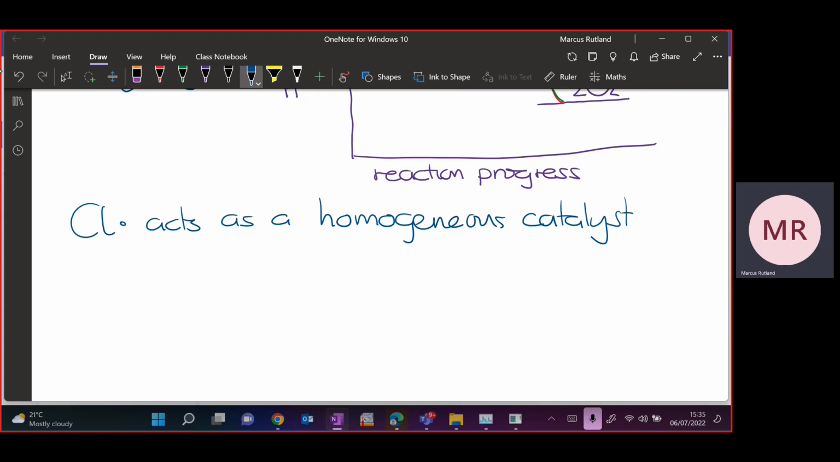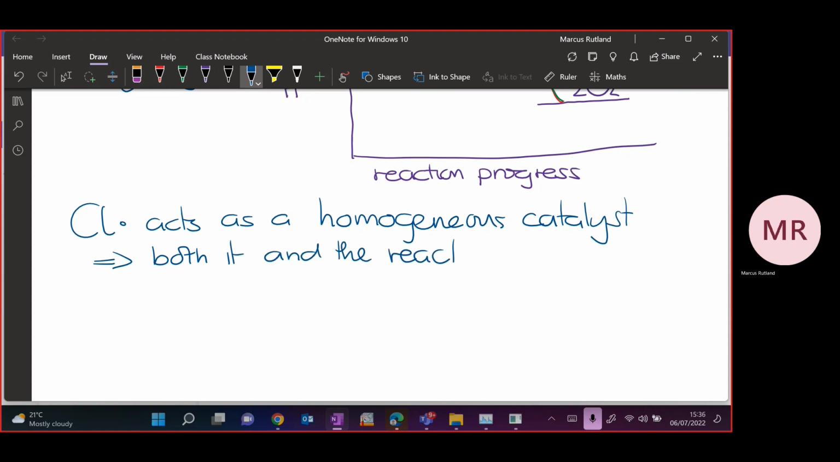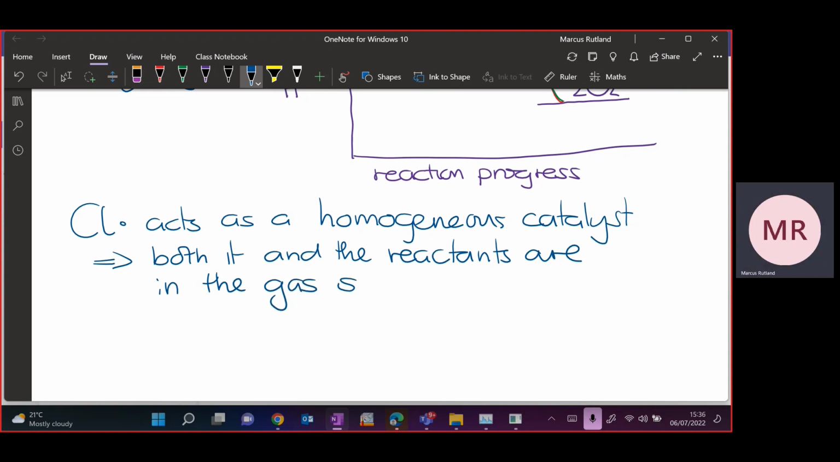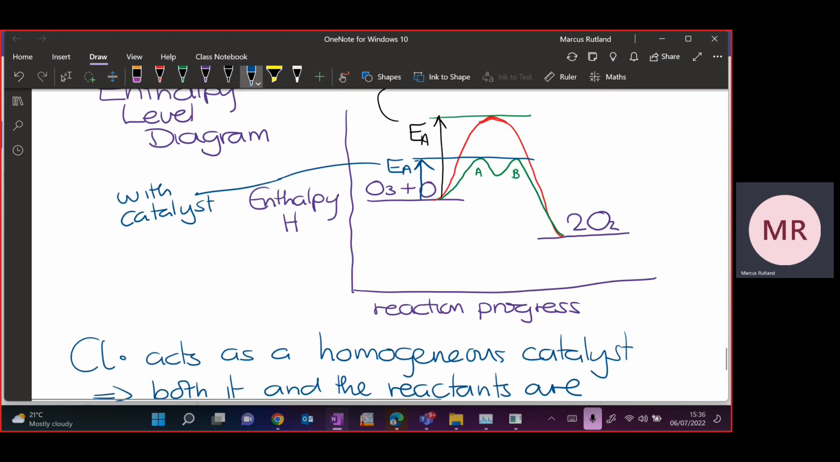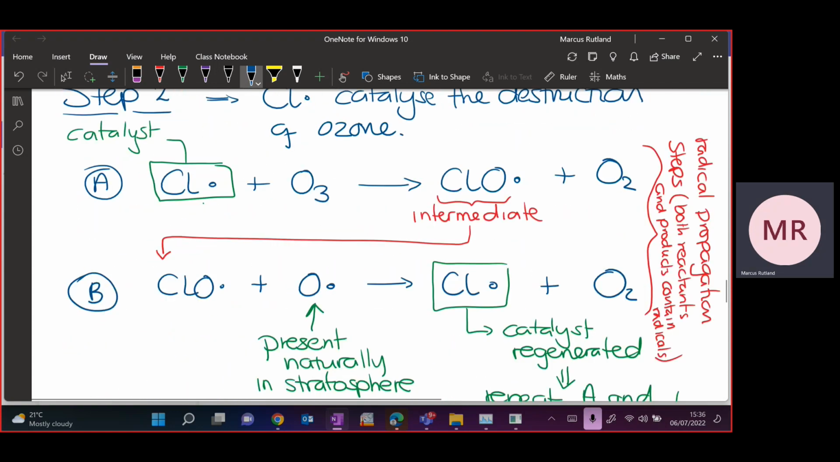Why? Because both it and the reactants are in the same state, but we might as well be literal. They're up there in the atmosphere in the gas state. Because they're in the atmosphere, they're just behaving as gases. Okay, right. So there's quite a lot there.